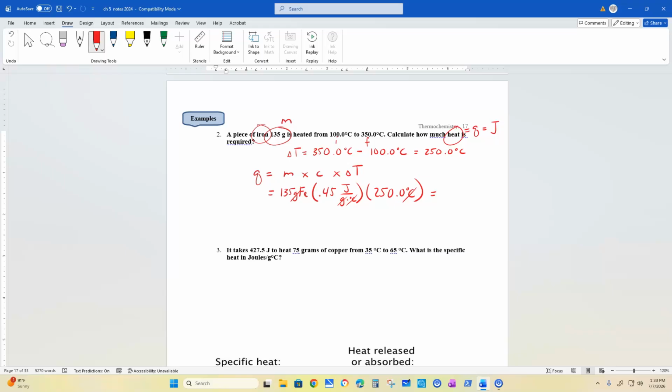Keeping 2 sig figs, this is a big number. So you could say 15,000 joules, or you could say 1.5 times 10 to the 4th joules. Okay, either one is fine. You don't have to say both of them. That would be overkill.